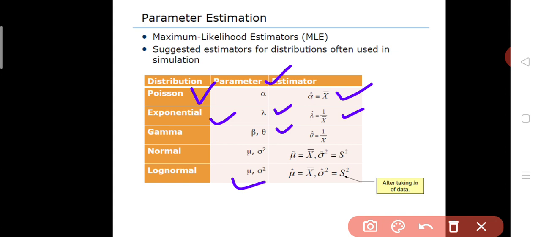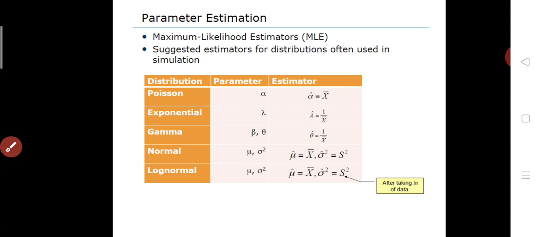So one thing we have to remember is that the parameter is related to the entire population, and the estimator is related to the sample data which is chosen from the entire population, right?